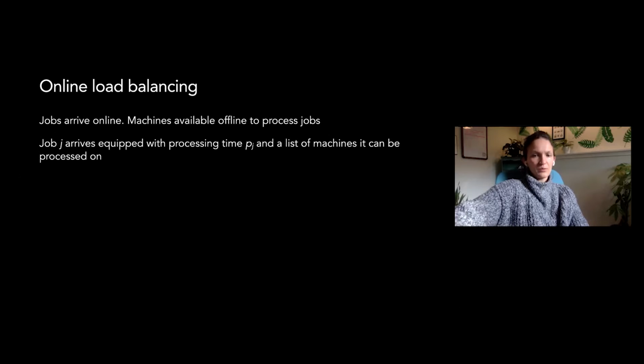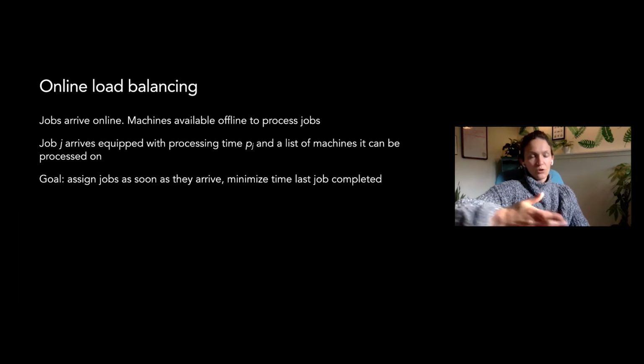The next example I want to talk about is online load balancing, or restricted assignment scheduling. Here, our jobs arrive online, and we have machines available offline to process jobs. When a job arrives, it's equipped with a processing time, p_j, so how long it will take to process on a machine, and a list of machines that the job can be processed on. Our goal is to make these assignments as the jobs arrive in order to minimize the makespan, a term I'm going to use a lot throughout this talk to refer to the time that the last job is completed.